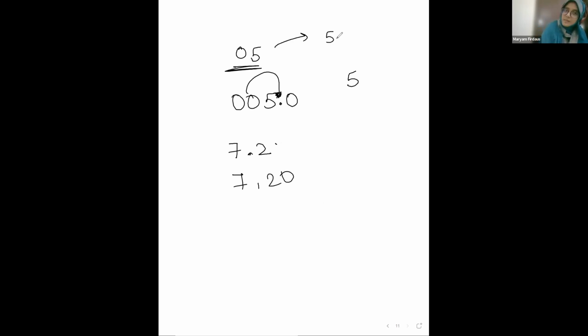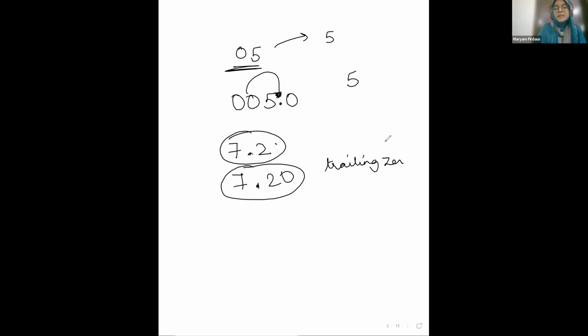Similarly, putting zeros before the decimal point, it's the same thing. But when it is after the decimal point, let's say you have 7.2, then whether you write 7.2 or 7.20, it's going to be the same thing, because this zero is coming after the decimal point. This is called the trailing zero. And this is called the leading zero.